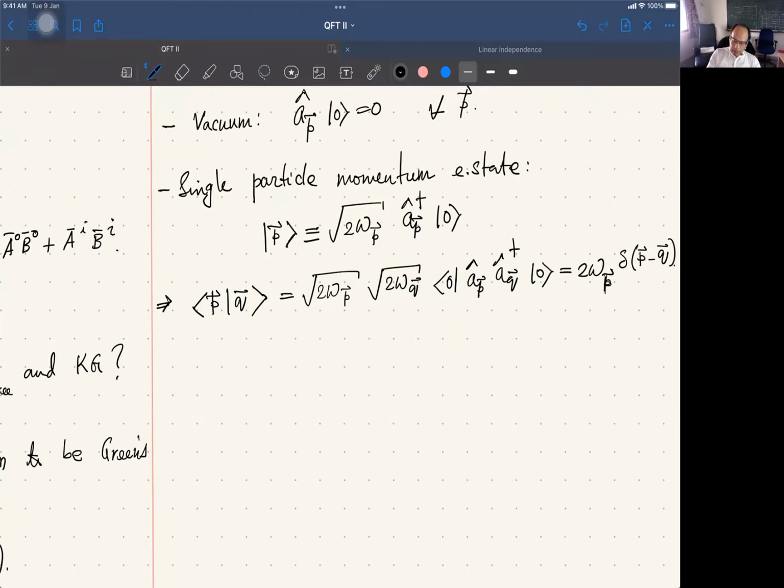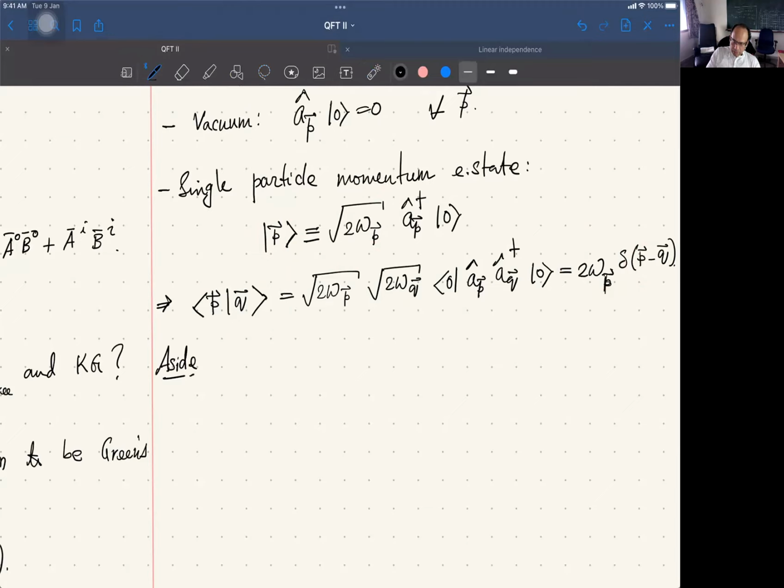Now, why do we consider the single particle momentum eigenstate? Why does one keep this square root 2 omega p factor? The reason is that this inner product is supposed to be proportional to delta of p minus q vector, which is not a Lorentz invariant quantity. It is this normalization that gives this 2 omega p factor, and this entire thing is Lorentz invariant. So this is an aside.